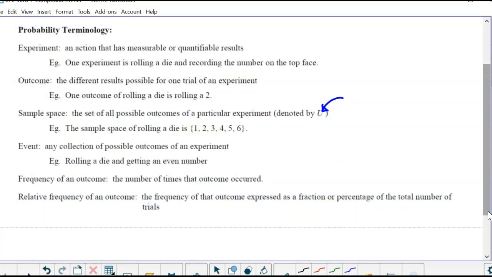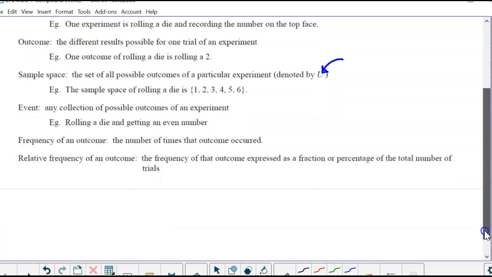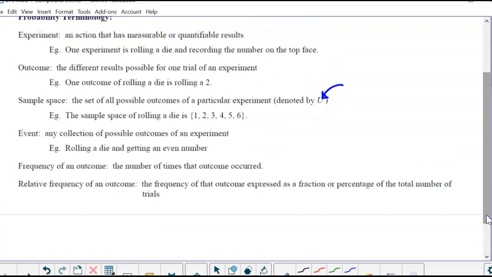Frequency of an outcome, that's the number of times that it can occur. Frequency, number of times. We've talked about frequency a lot already. Relative frequency of an outcome is the frequency of the outcome expressed as a fraction or percentage of the total number of trials. So if you could get 3 red marbles, that would be the frequency, but then out of however many possible there are, say there are 10 in the bag, the relative frequency would be 3/10. We don't really do relative frequency too much. Okay, so that's just some terminology.